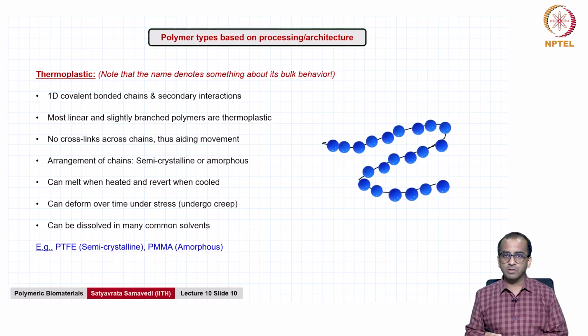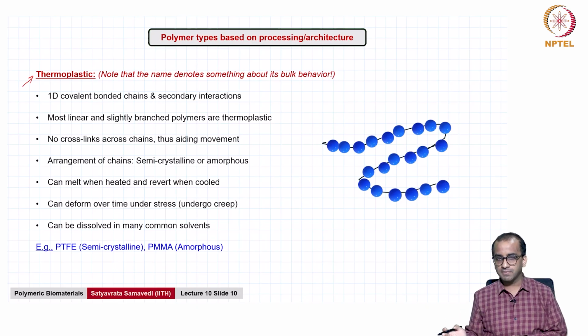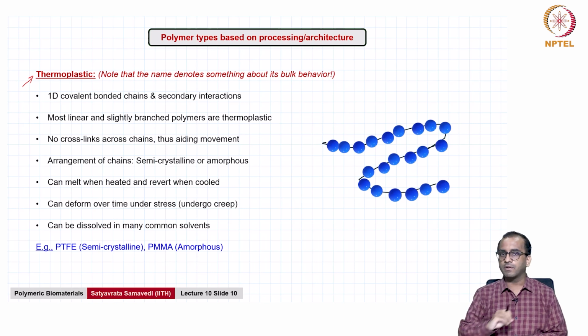So the first one we will look at is what we will call a thermoplastic. We are going to look at 3 different types: thermoplastic, thermoset and elastomer, and you can try and see how we will relate these to whatever we have seen so far, because they all have to do with polymer architecture.